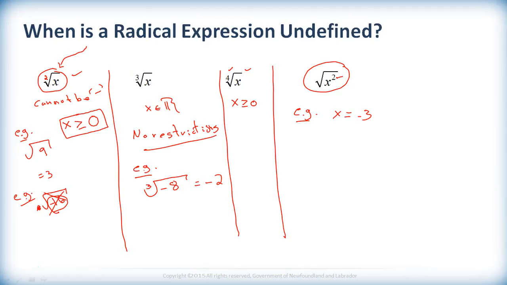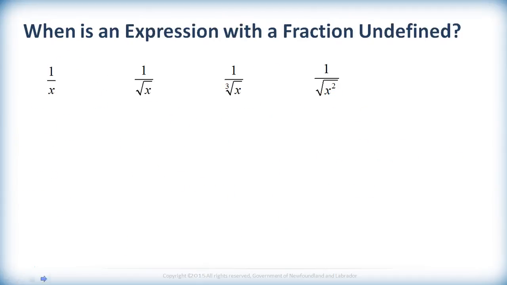But in this case, if I let x equal negative 3, I end up with the square root of negative 3 squared, which would actually be the square root of positive 9, and that would be 3. So that would be okay. Because this square would turn anything we throw in there into a positive, there's no restrictions on that either. So we can say x can be any real number. Okay, so that one's a-okay.